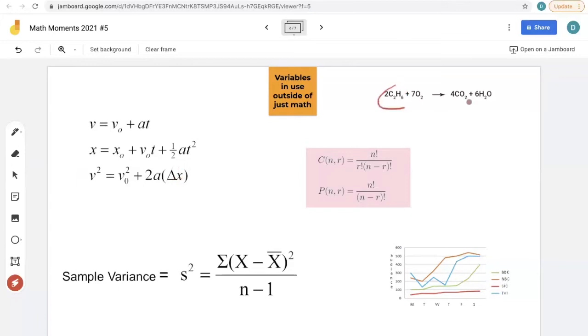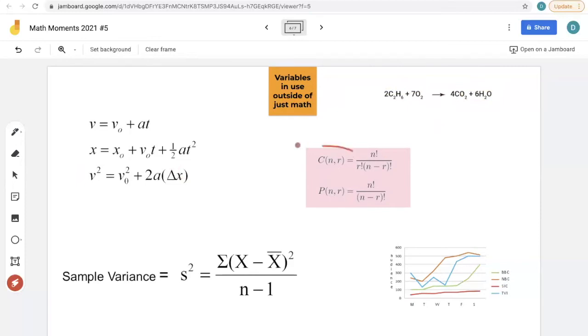Now, we also have a chemical reaction formula. This is from chemistry. And you'll notice that, yes, we have letters in here, but really they represent elements. And so they represent something that is known. And they're not going to be variables in the traditional sense, but you will see them in chemistry.